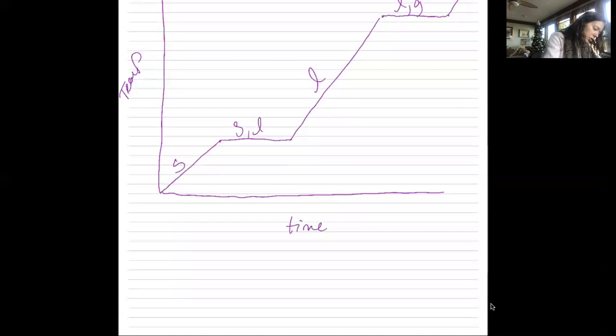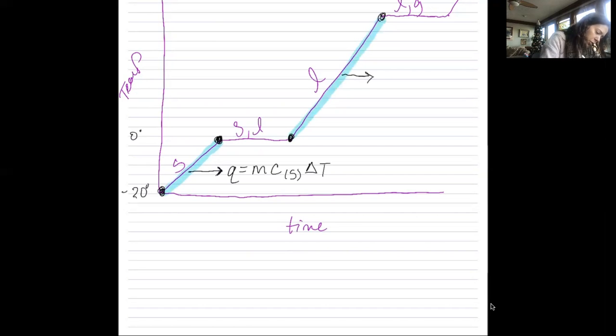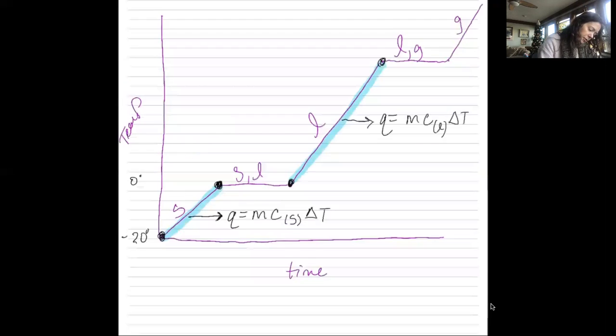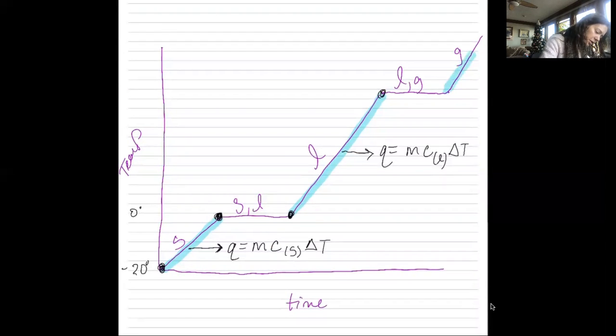Now let's talk about the calculations here. In order to calculate the heat required to increase the temperature of the solid from -20 to, let's say this is water, 0, we would use the calculation Q equals mc solid delta T. Where we are increasing the temperature of the liquid, that went from here to here, we would say that the heat is equal to the mass of the liquid, the specific heat of the liquid, and the change in temp of the liquid. When we are increasing the temperature of the gas, the energy required is equal to the mass of the gas, the specific heat of the gas, the change in temperature of the gas.